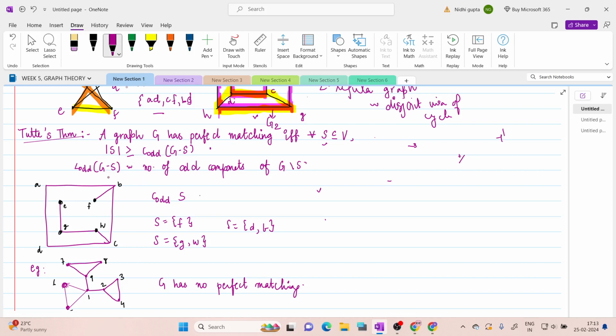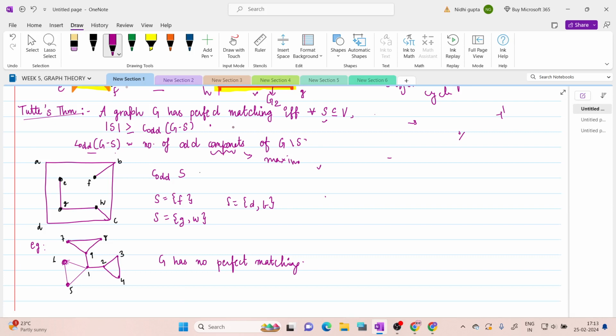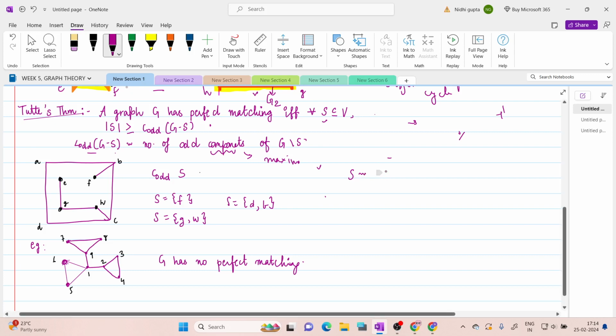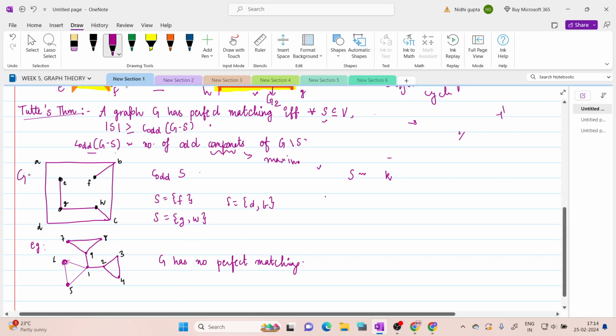So now, C odd of G minus S refers to the number of odd components, and by components we mean maximal connected subgraphs of G. So now this is a necessary and sufficient condition. So if we have to show that some graph does not have a perfect matching, what we have to do, we find S of suppose k vertices such that its removal is giving us more than k components. So suppose this graph G is this one which has these many vertices.